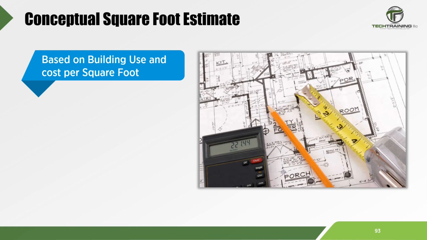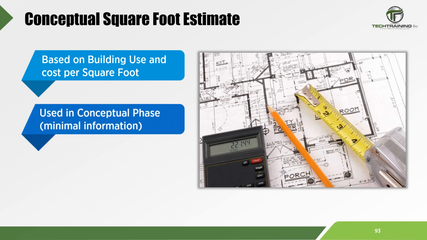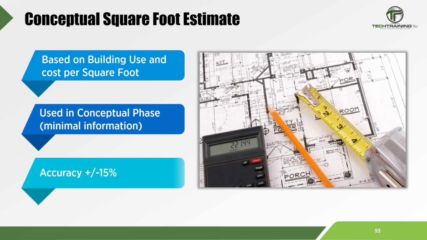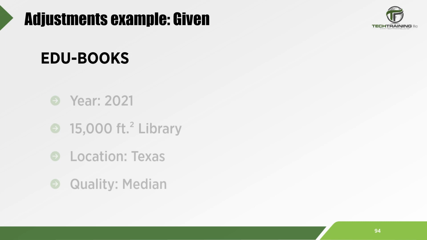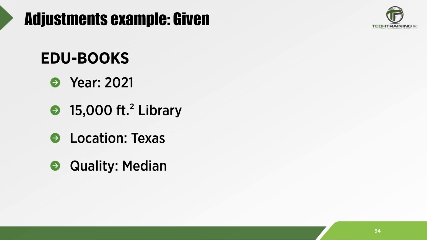An estimate of this type would be done when only approximate size and minimal project information is known. These estimates are considered to be accurate within plus or minus 15%. We have been asked to provide a square foot conceptual estimate for EDU Books for a 15,000 square foot library they're considering building in Texas. The only information we have received is EDU Books does not want the price to be based on average quality.